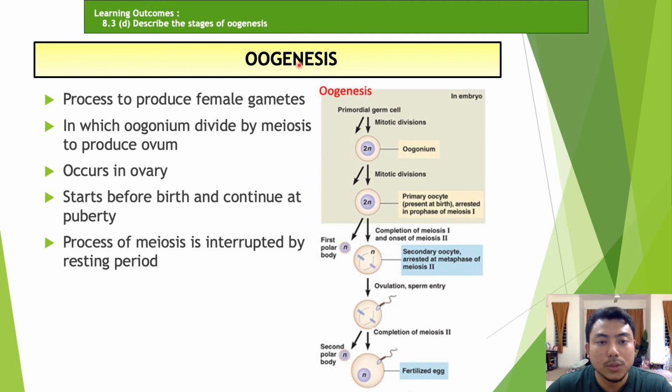Okay, so oogenesis. Previously we have learned about spermatogenesis. So spermatogenesis is the process of producing sperm. So for producing ovum is oogenesis. So the process to produce female gametes, in which oogonium divide by meiosis to produce ovum. But remember, to produce ovum, you need to have the process of fertilization. So this process occurs in ovary.